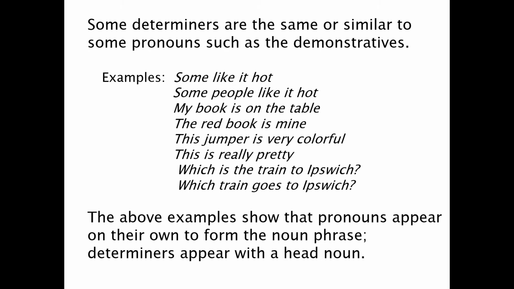So here look, the above examples show that pronouns appear on their own, because a pronoun can function as a noun phrase. If I say, I like him, so him is a pronoun and it is a noun phrase, it is a single word. Okay, to form the noun phrase, determiners are different because they can't appear alone. They must pre-modify the head noun.